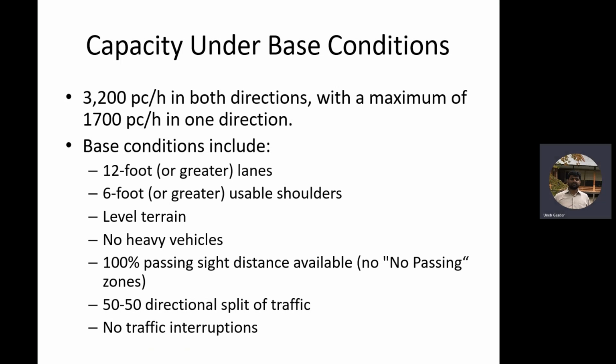50-50 split. We said one side has 1700, the other side has 1500. Where is 50-50? Capacity is 3200, which means 1700 in one direction, 1500 in the other direction. Now they are saying have a 50-50 split. What is this? It is the actual traffic that is 50-50, or should be 50-50 for a base condition. On the road you may not have 3200 passenger cars per hour. You may have only 2000, so the base condition is that these 2000 should be 50-50. Got it?